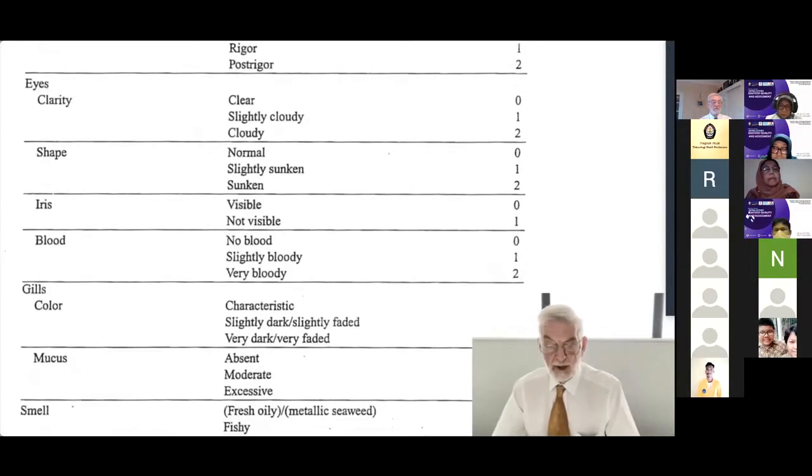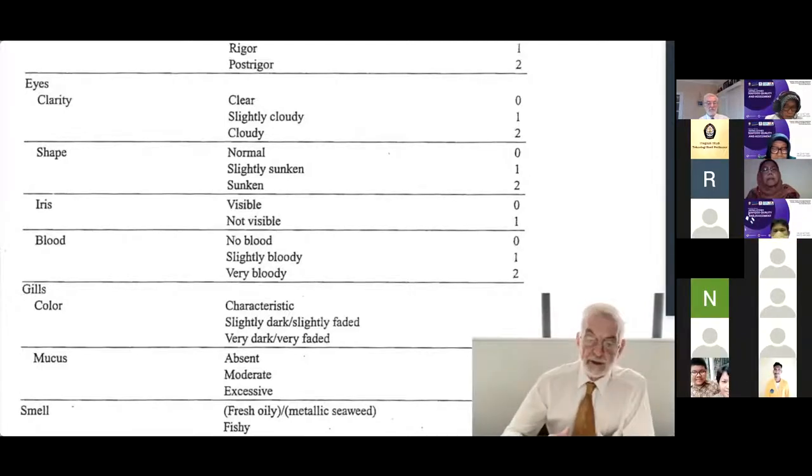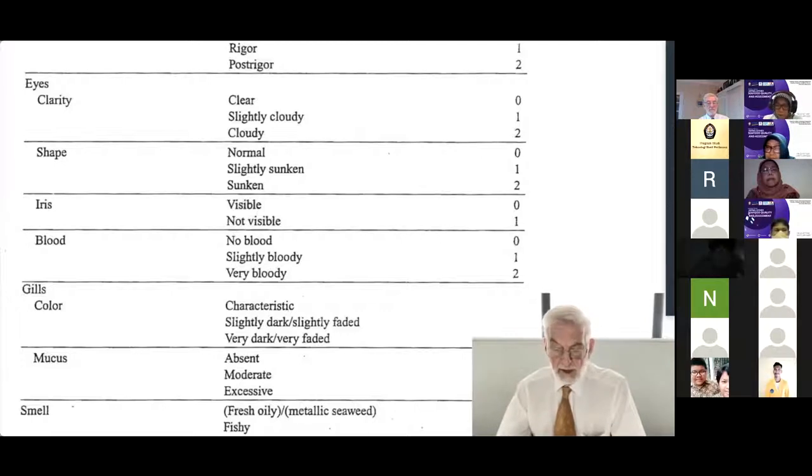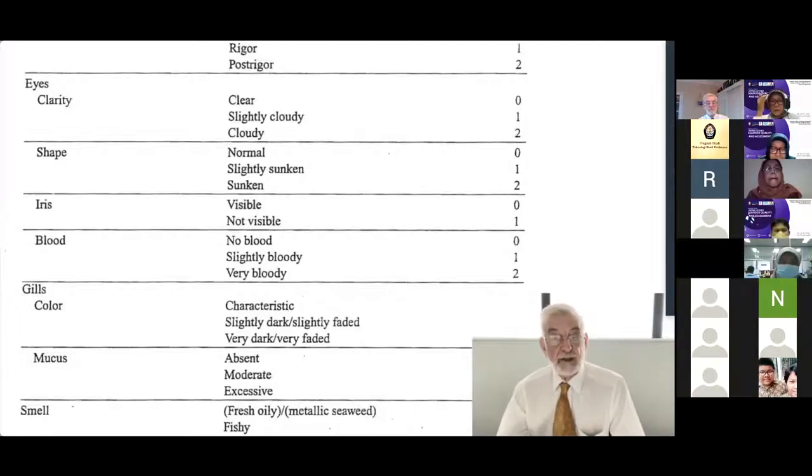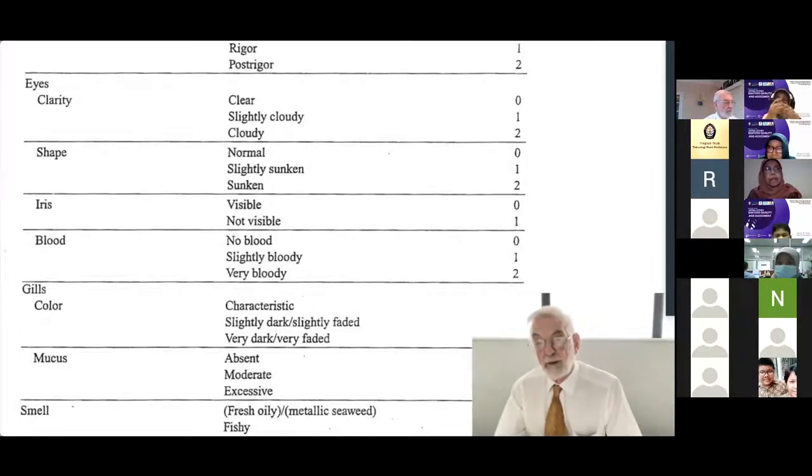Let's just look, for example, at the eyes. In this particular one, are they clear? Absolutely 0 points, fresh. Are they slightly cloudy? 1. Are they cloudy? 2 demerit points. The gills. If we look at the gills there, you've got several factors there. Colour, mucus and smell. And very similar again to the TORI scheme is the colour characteristic. In this case normally red, then does it get dark, or does it change to become very faded?